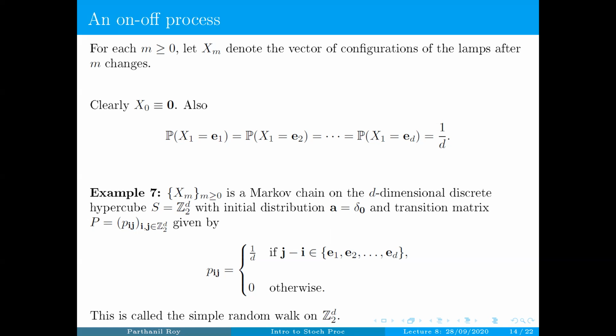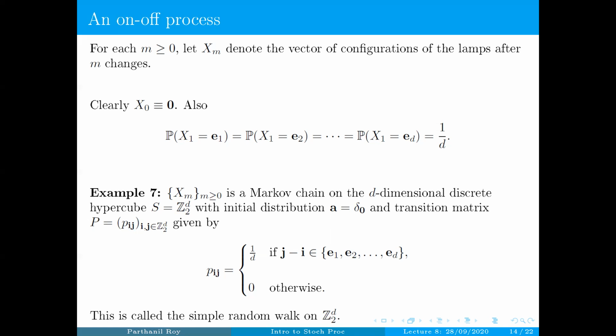So in other words, what I'm asking in this context is that if you start with all lamps off and apply this on-off process, how long do you have to wait, on average, to get all the lamps switched on? So what is the expected waiting time for all the lamps becoming on? Okay, anyway, we'll come back to this example later.